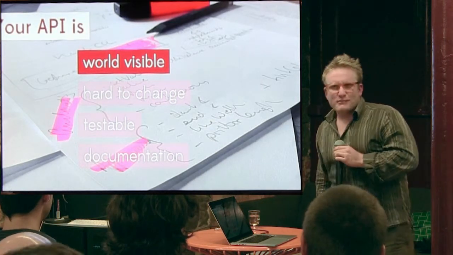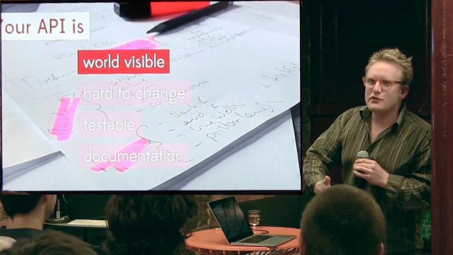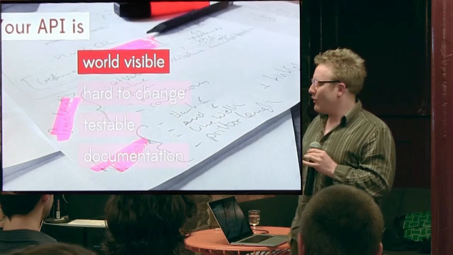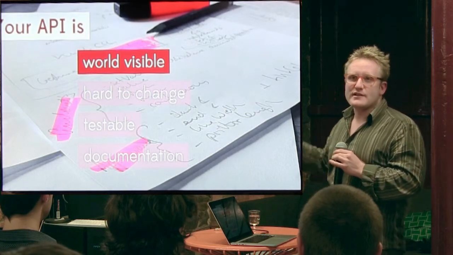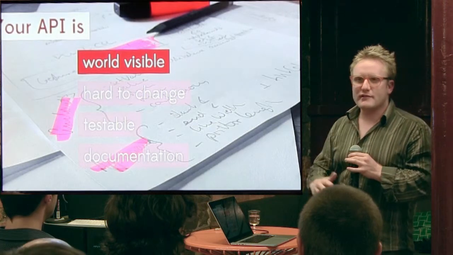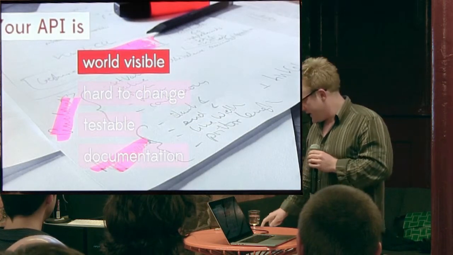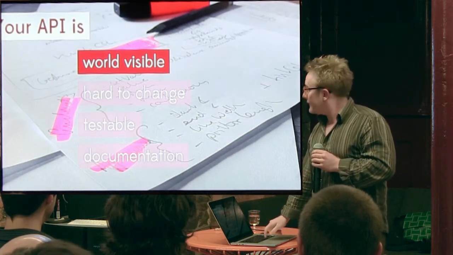Your API is world visible. What do I mean by that? Well, that's the thing that people are going to judge your control on, or indeed you're going to judge yourself on. That's the thing that people are going to read when they come to use it. They don't want to have to dig around all the source code and things. They just want to be able to take your API and then understand what it is that you're talking about. So it's quite important that we get this right.